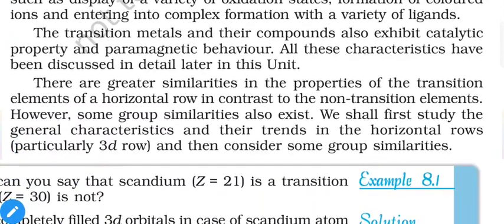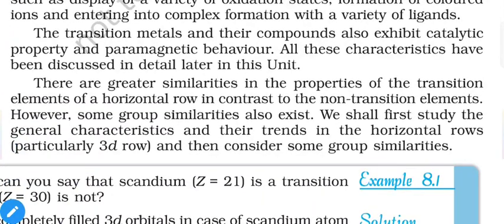The transition metals and their compounds also exhibit catalytic properties and paramagnetic behavior. We already know many different examples in which d block elements act as catalysts. All these characteristics will be discussed in detail later in this unit. There are greater similarities in the properties of the transition elements of a horizontal row in contrast to non-transition elements. However, some group similarities also exist.